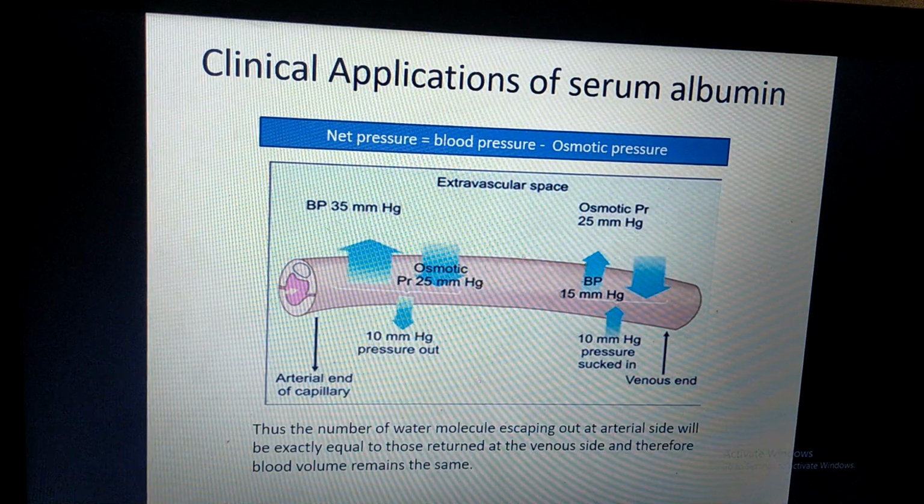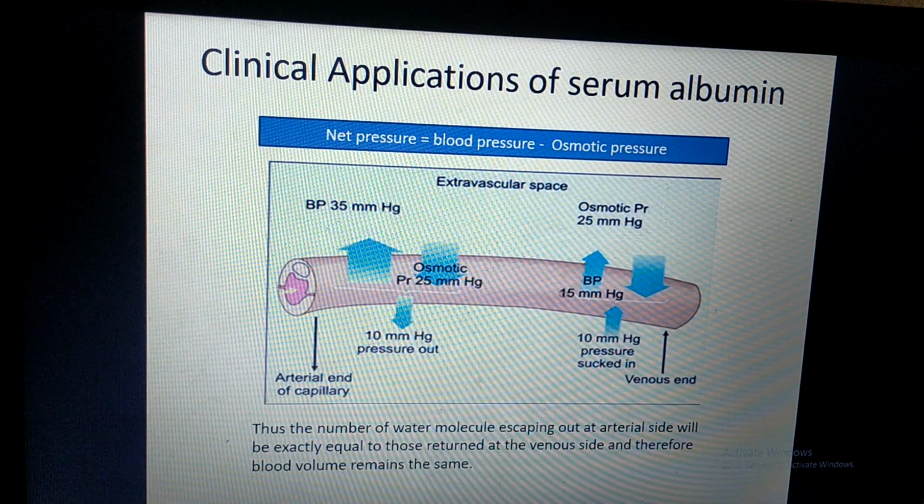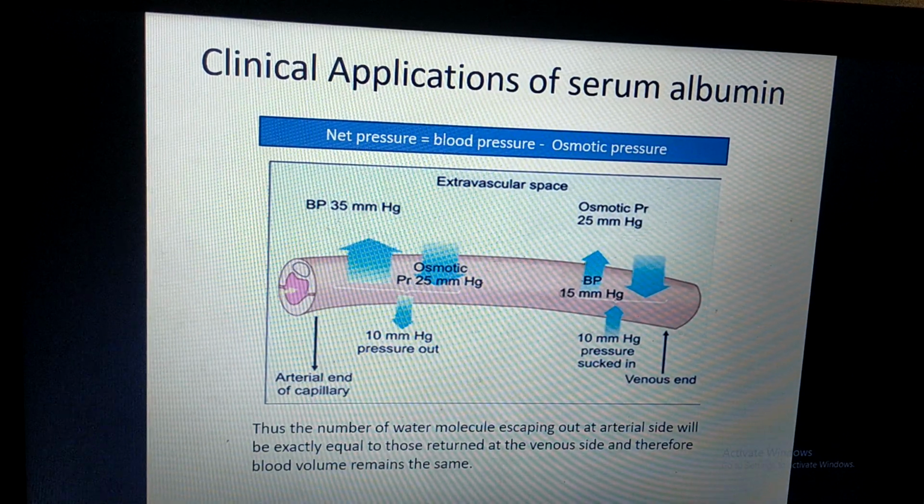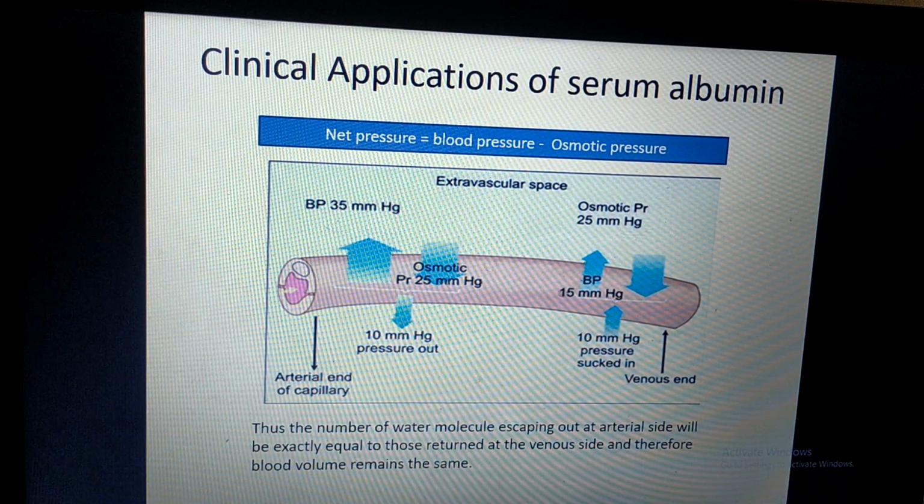This is the diagrammatic representation. Same, blood pressure at arterial end is 35, osmotic pressure is 25, so net pressure is 10. So water comes out from intravascular compartment to interstitial space by a pressure of 10 mm of Hg. At the venous end of the capillary, the blood pressure is 15, effective osmotic pressure is 25, so net pressure is minus 10. So with the pressure of minus 10, the water is entering on the venous side of the capillaries.